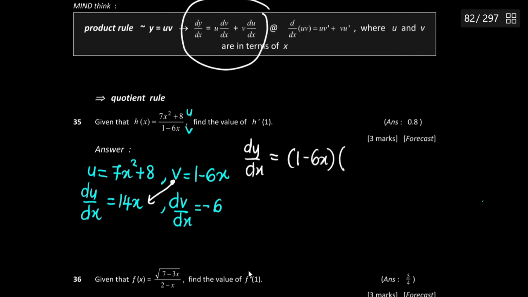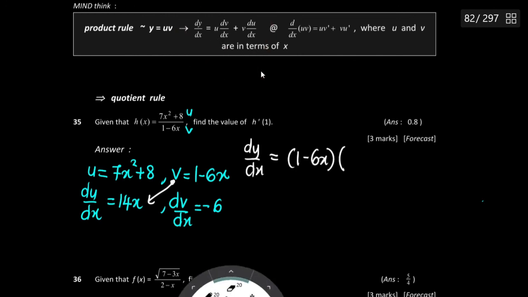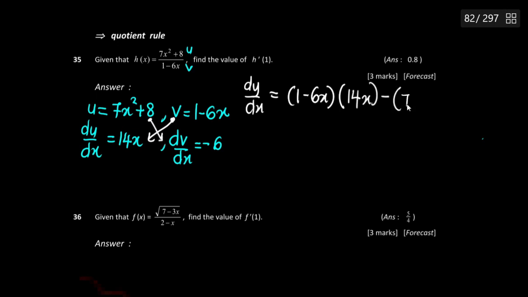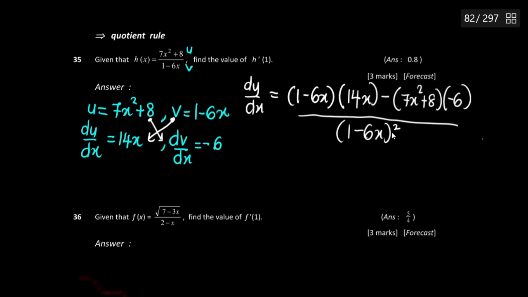This one is wrong, teacher, it should be product rule. This is the formula, my one is correct. The one I'm writing is correct. Then copy the du dx, 14x, minus, copy the u and the dv dx: 7x squared plus 8, negative 6. Divide the whole thing by v squared. Please take note, do not expand the denominator. Just leave it.